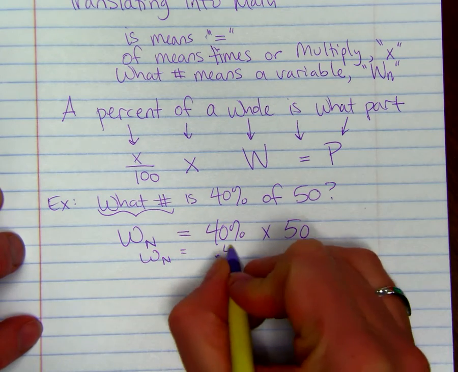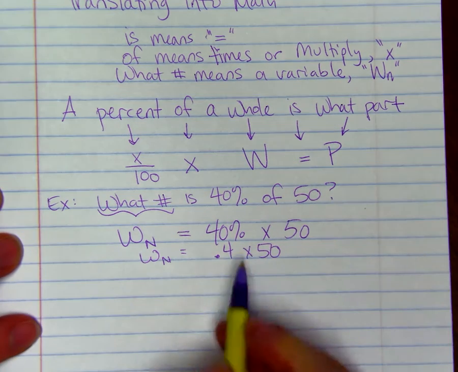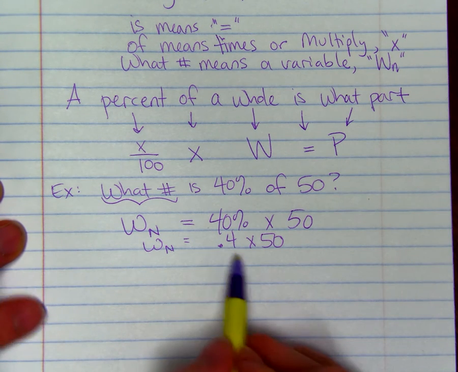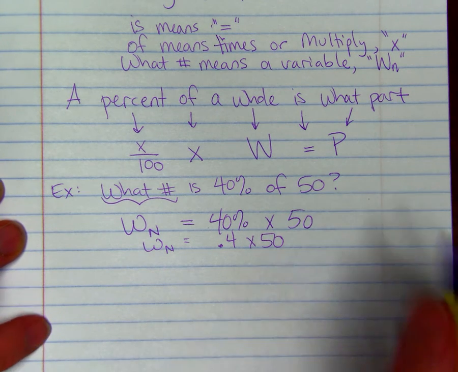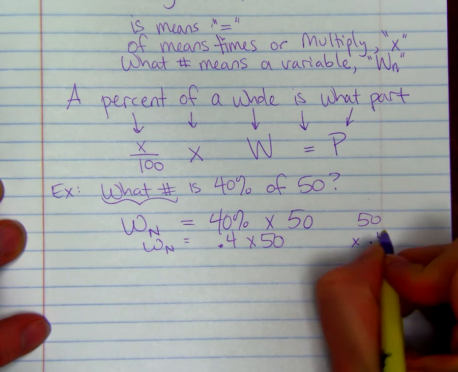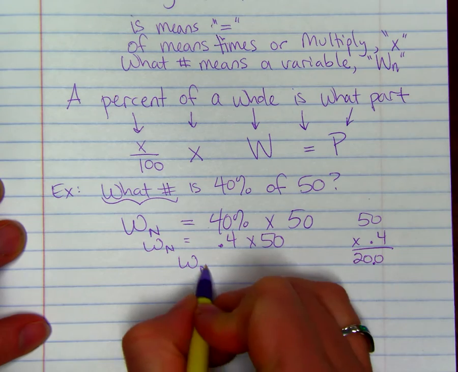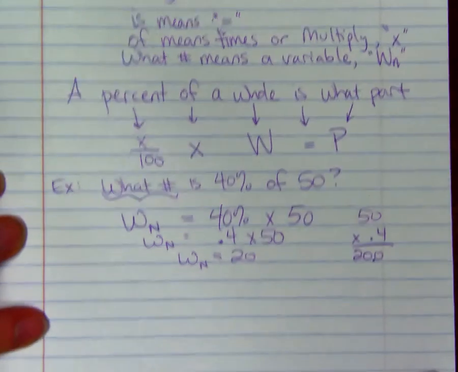So we can do 0.4 times 50. If you remember, 40% is 40 divided by 100. Move the decimal over twice. 0.4 times 50 is, we have to bring our decimal over, so it's 20. So the number we're looking for is 20.